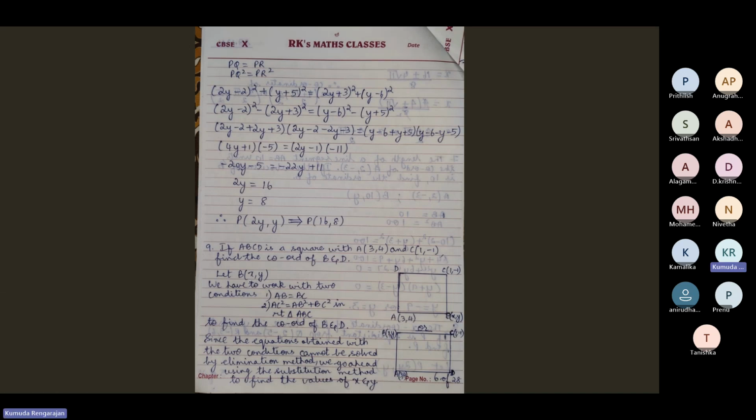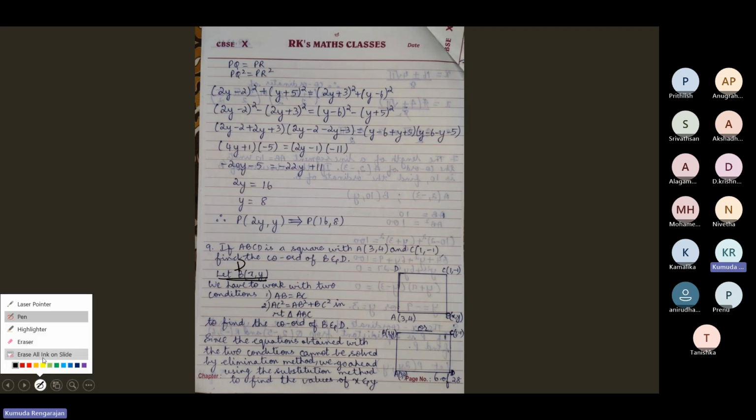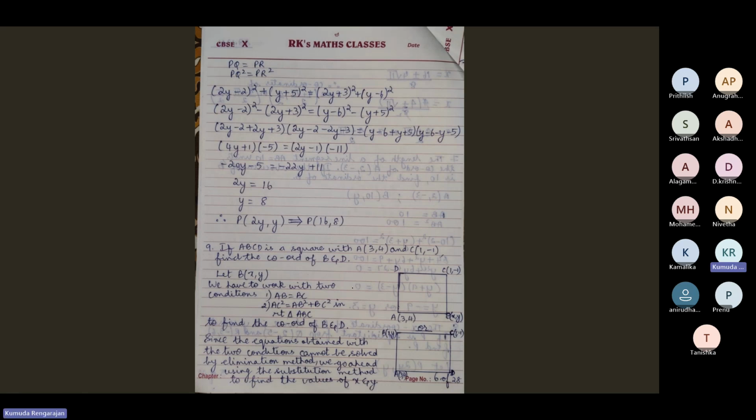Okay. So let the coordinates of B be (x, y). See, we have not assumed for D, because for the reason I just told you. You can either say let D be (x, y), or B be (x, y). Now see, I have mentioned here what you have to work with. We have to work with these two conditions. AB is equal to BC, because we know that in a square, all the sides are equal. So we need to work with the condition AB is equal to BC.